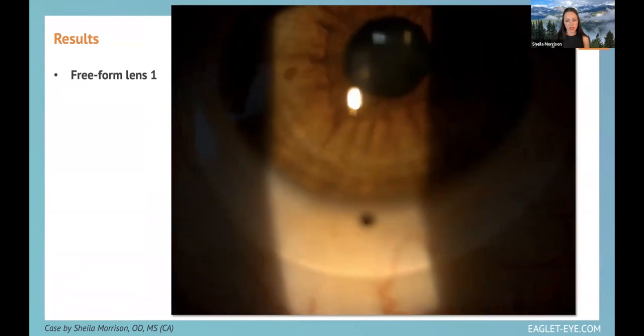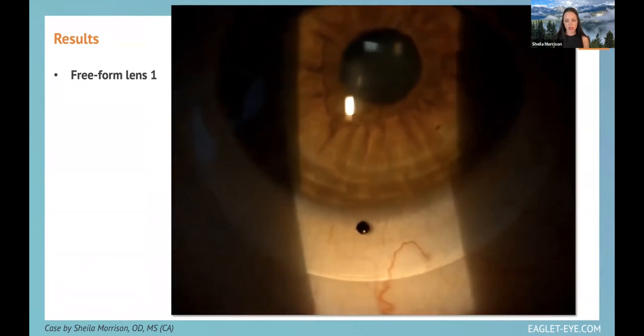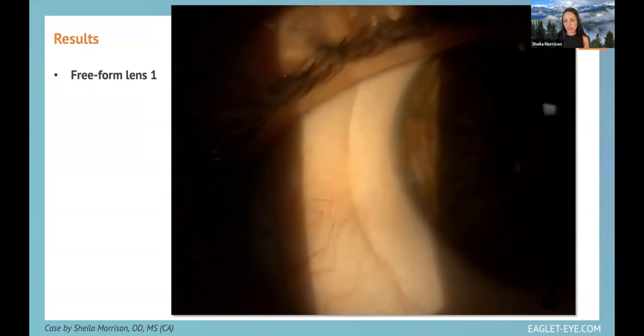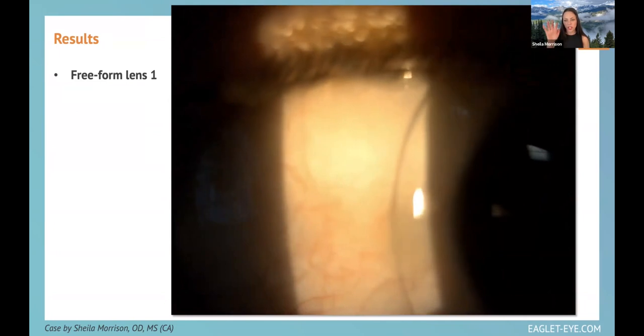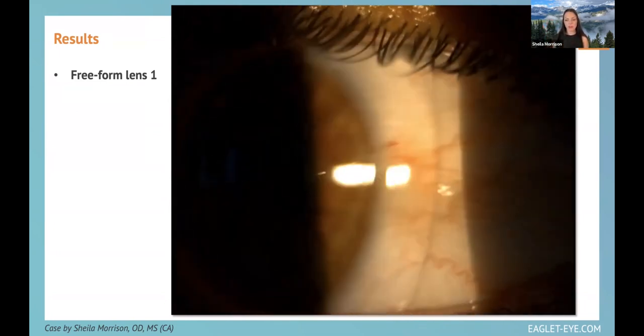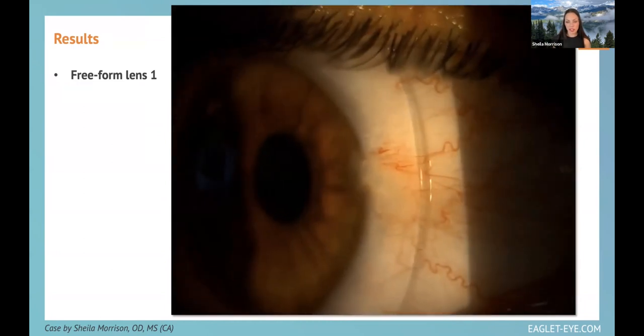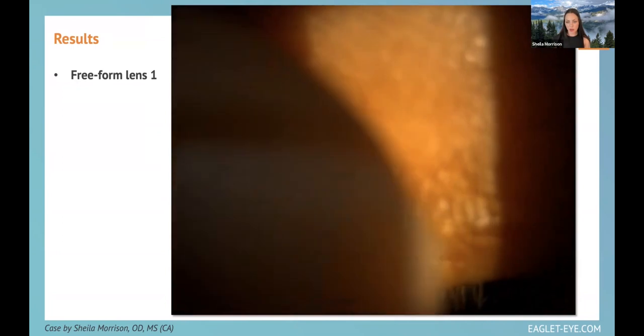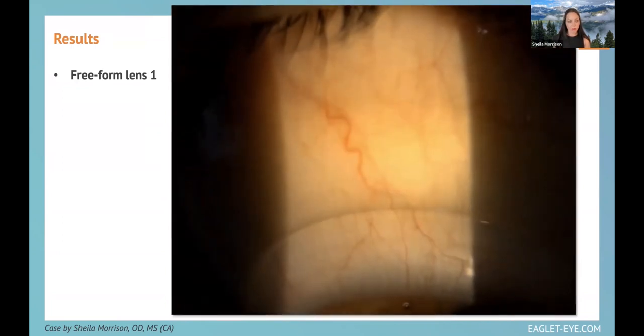This is just a very brief video showing the edges on a first fit lens that was data driven. Looks really good. Hard to see in this video, but on the temporal and in particular superior and inferior, there's a little bit of edge lift, which is where his movement was coming from. But again, those blood vessels all around are not blanching, and this is a settled lens, so he was comfortable and happy without all of that irritation.